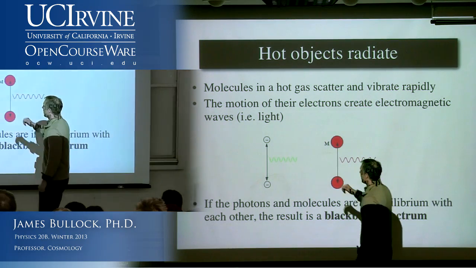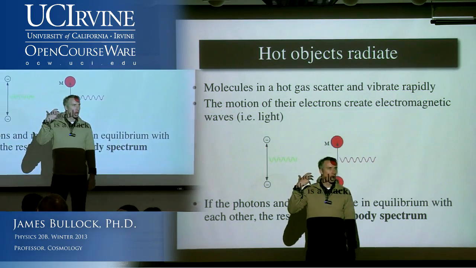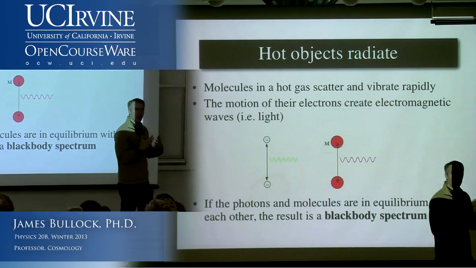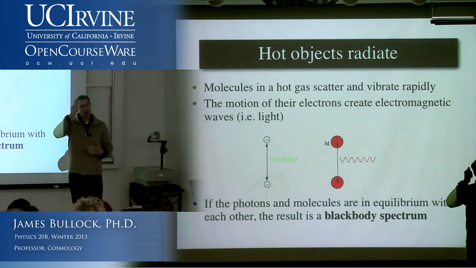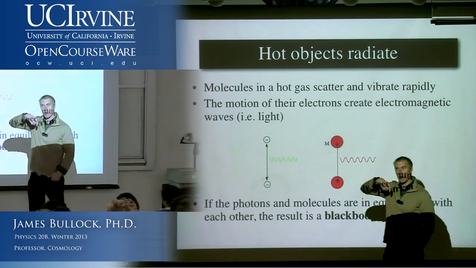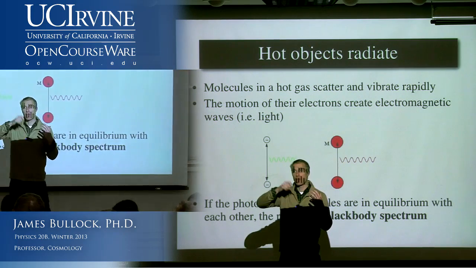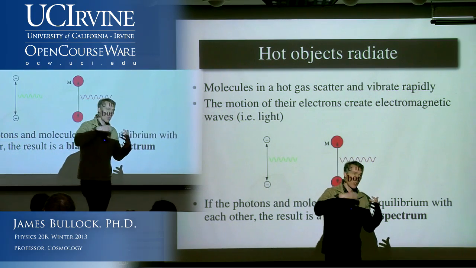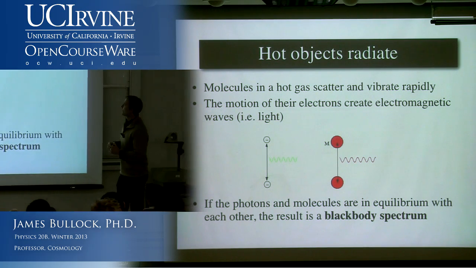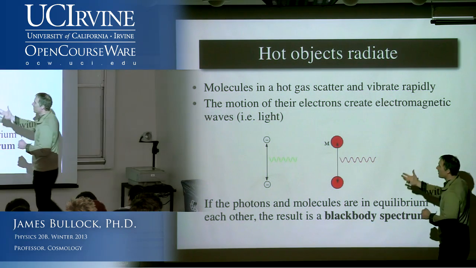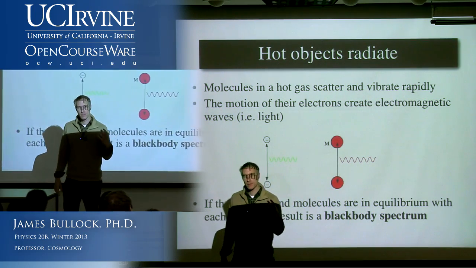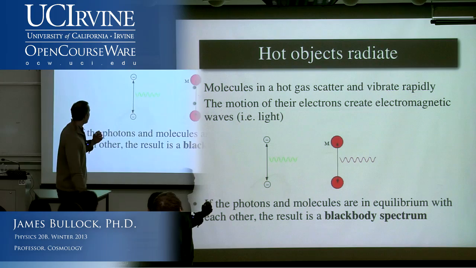Now, given that these molecules have electrons and they have charged particles that make them up, if you jiggle them around, you then create these electric fields. When you jiggle around charged particles, that creates electric fields. That makes electric fields change. So you set up an electromagnetic wave. So the motion of these electrons creates these light waves. And so in sort of a microscopic sense, that's what's going on.